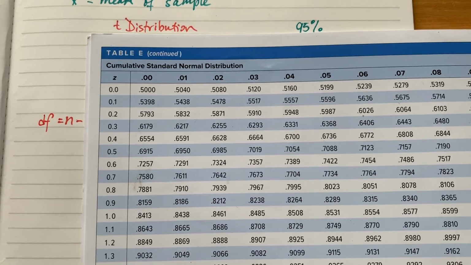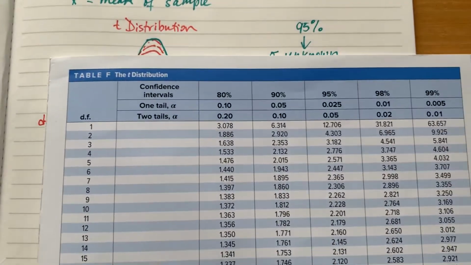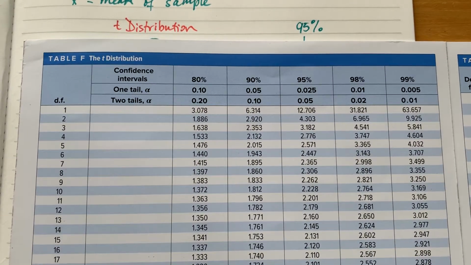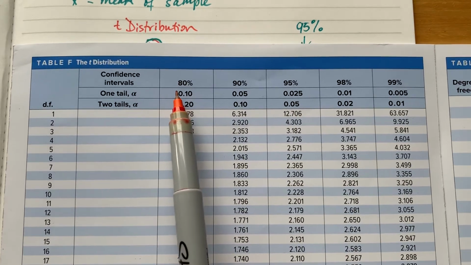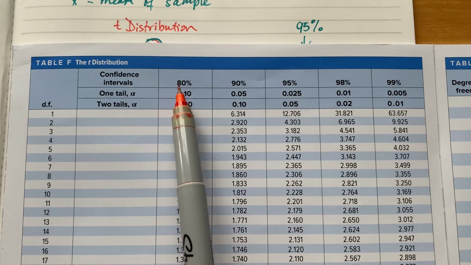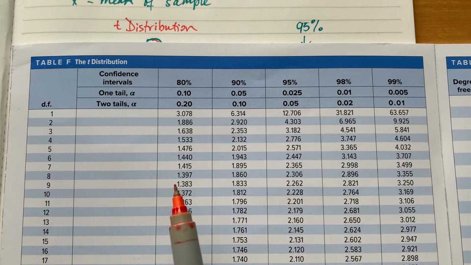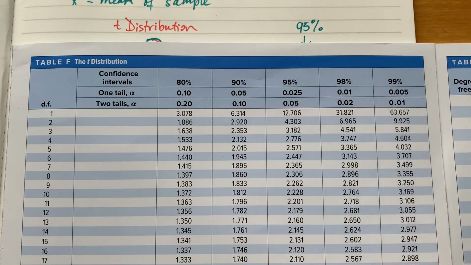So this is our insert from our book, and our T table for our T distribution is actually right after the Z chart. Okay, the table F. Along the top over here, it's going to give you what kind of confidence level you can have. These are your confidence levels. So you can have 80%, 90, 95, 98, 99.